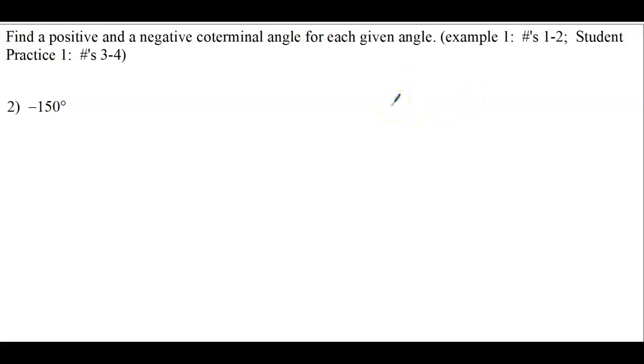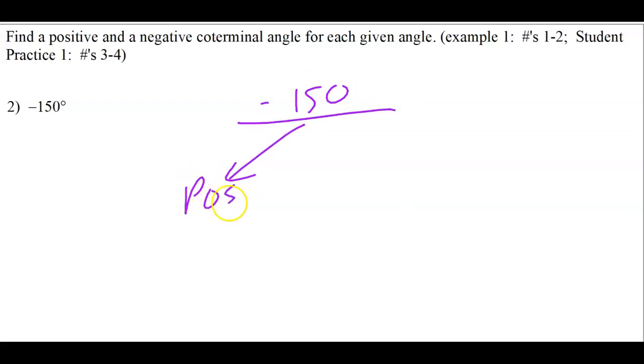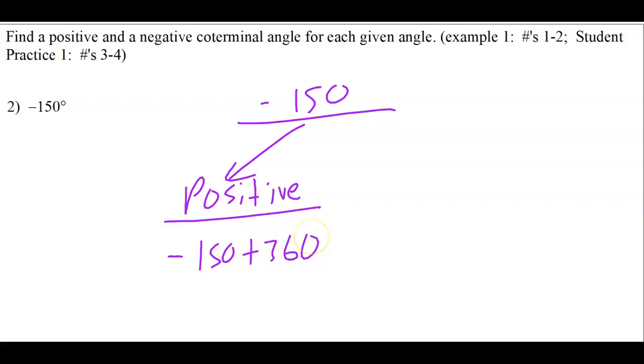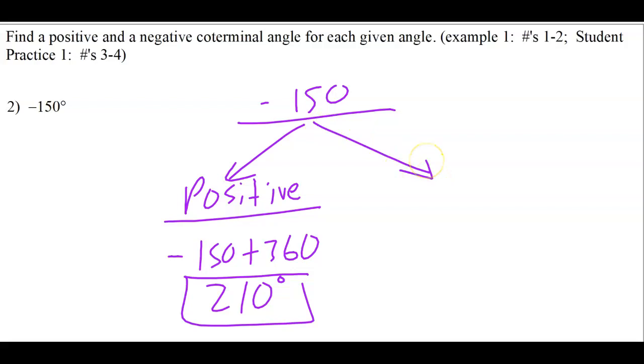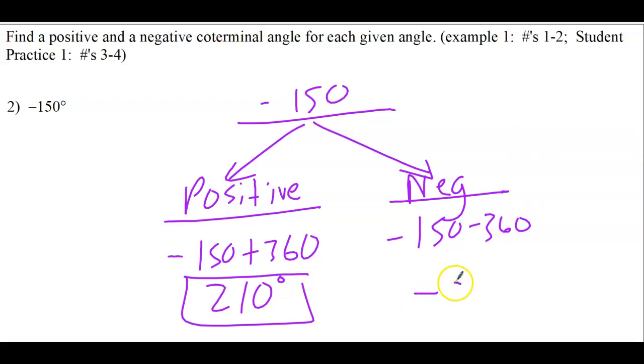Negative 150 degrees. So to find a positive coterminal angle, we're going to add 360 degrees to that, a full circle, in other words. And that would give me 210. So negative 150 degree angles look like pretty much the same thing as a 210 degree angle on a circle. Let's go ahead and do the negative one now. So that'd be negative 150 minus 360. Let's see what that is. That'd be negative 510 degrees.